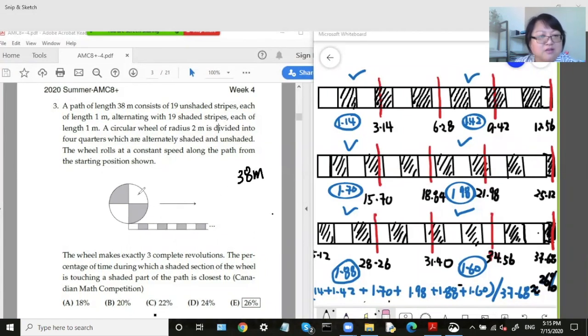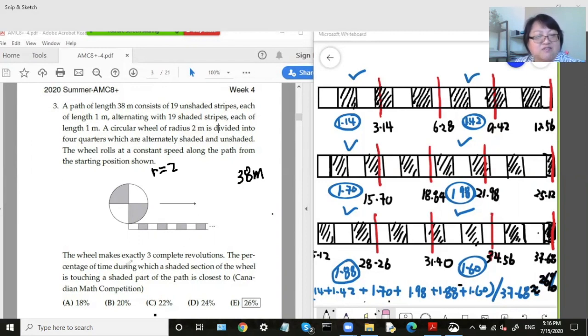Okay, so then we have a circular wheel with radius 2, divided into 4 quarters, which are alternately shaded and unshaded, just like this. And the wheel rolls at a constant speed along the path from the starting position shown. The wheel makes exactly 3 complete revolutions. So the question is, what is the percentage of time during which a shaded section of the wheel is touching a shaded part of the path?